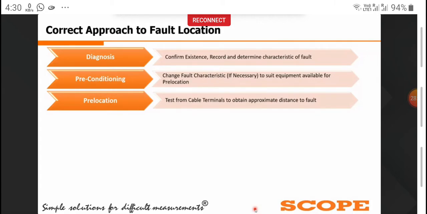After that we have to carry out prelocation. Prelocation means we are determining the fault distance from one test end. The fault distance gives us a search window to locate the fault. In prelocation, mainly four methods are used, which I will explain in later slides.